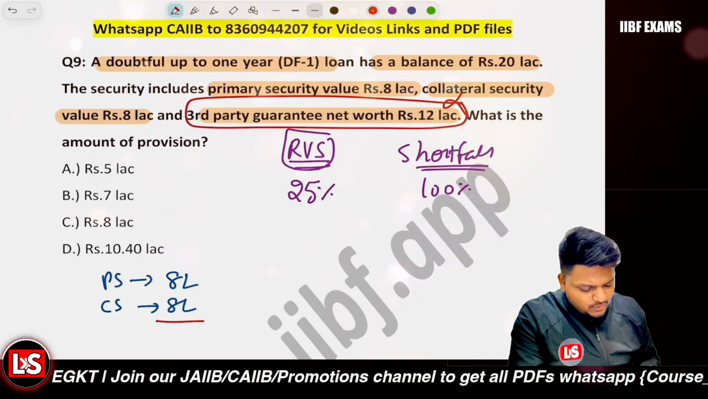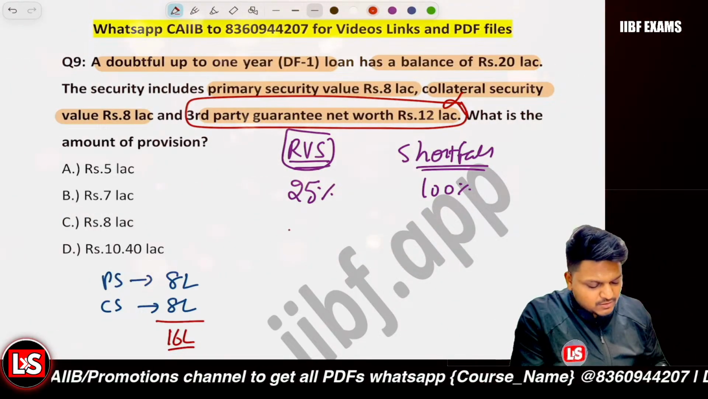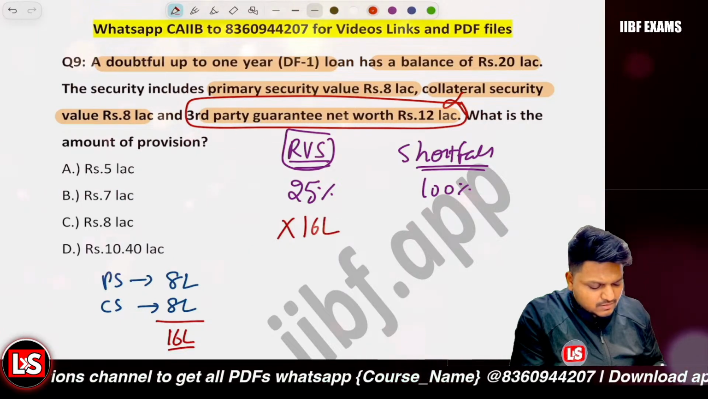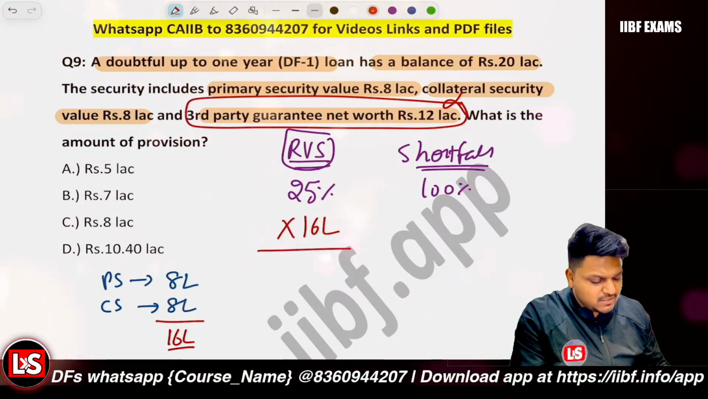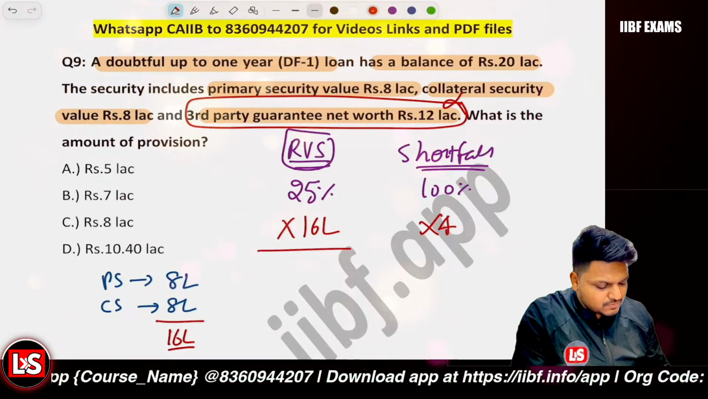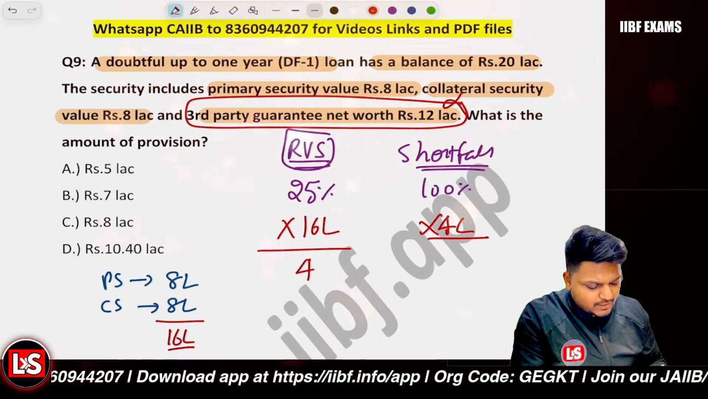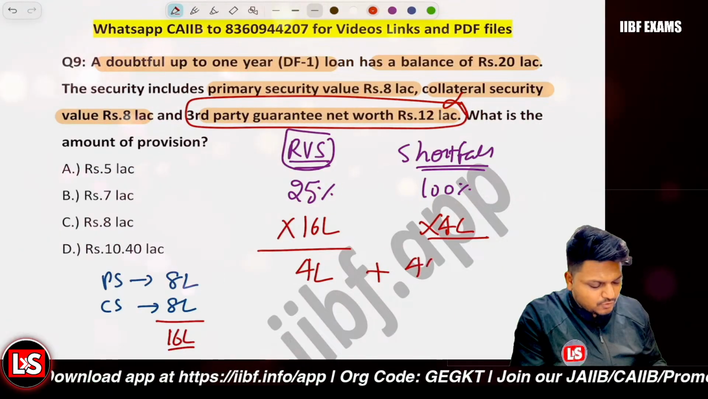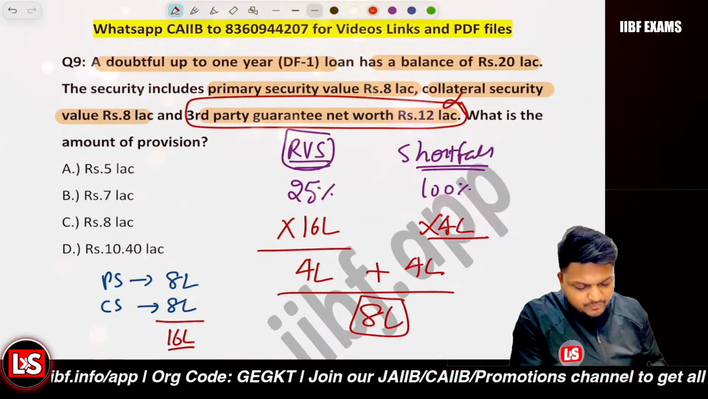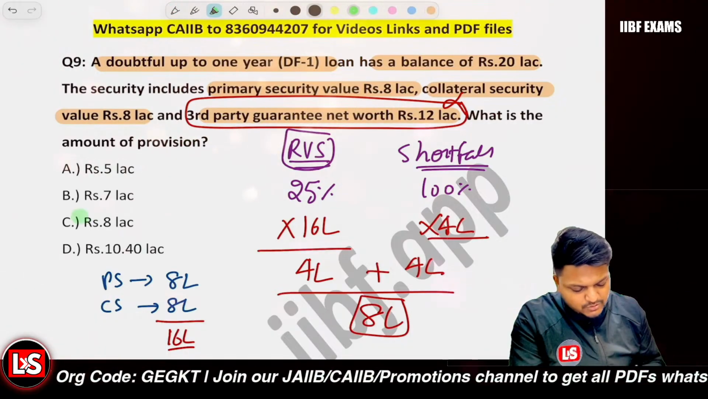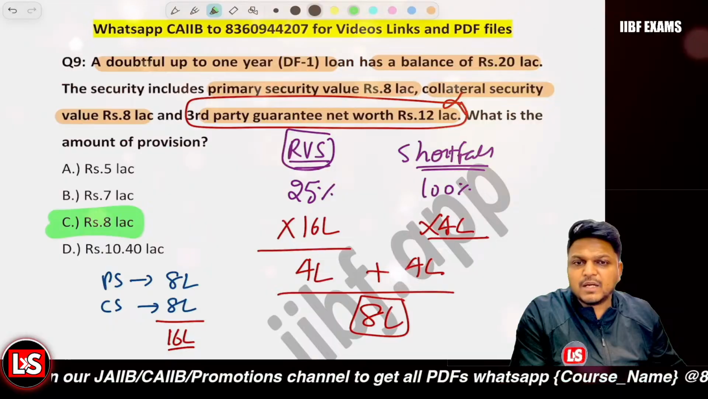So the total security available is 16 lakh. The realizable value of security is 16 lakh and the shortfall is 20 lakh minus 16 lakh, which is 4 lakh rupees. So 25% of 16 lakh means 4 lakh, plus 4 lakh, means a total of 8 lakh of provision is to be maintained. So the answer will be option C.